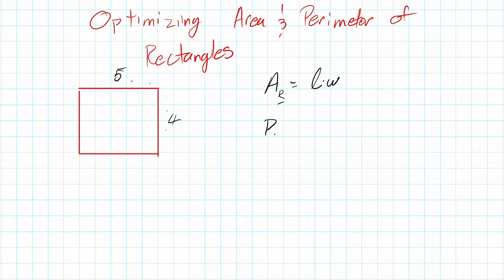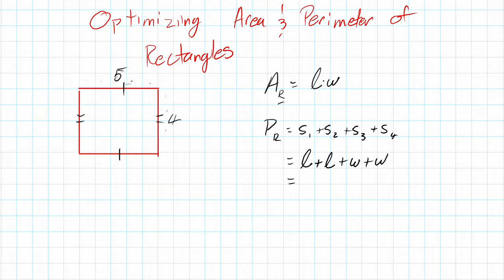The perimeter of a rectangle, and perimeter of any shape, is adding all the sides together. So you can call it like side 1 plus side 2 plus side 3, and a rectangle will always have 4 sides. Now what's interesting about a rectangle is that your length on both ends here are the same distance, and these are the same distance. So we can actually simplify this a little. We can say it's the length plus the length plus the width plus the width. And because those are the same, we can say 2L plus 2W.